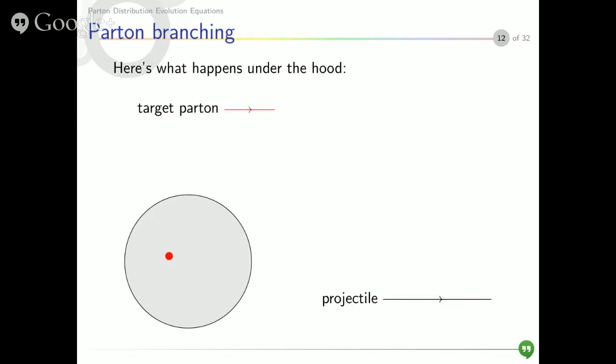So the way QCD comes into this, I guess I should ask, how familiar are people with Feynman diagrams? I know it's a QFT thing, so. Assume none. Okay.